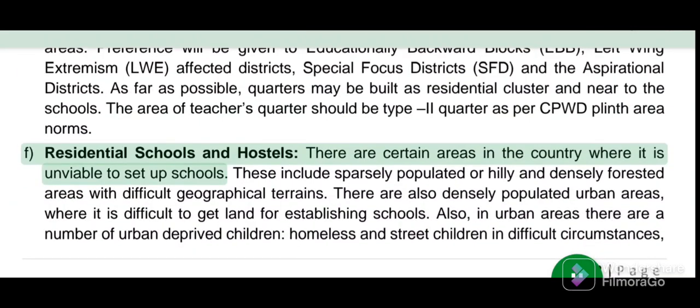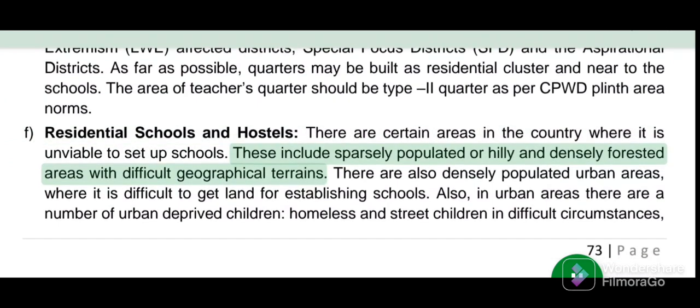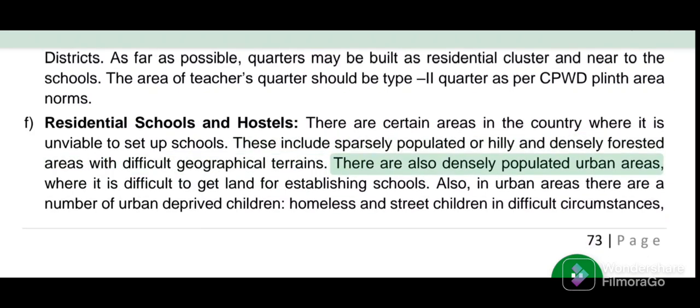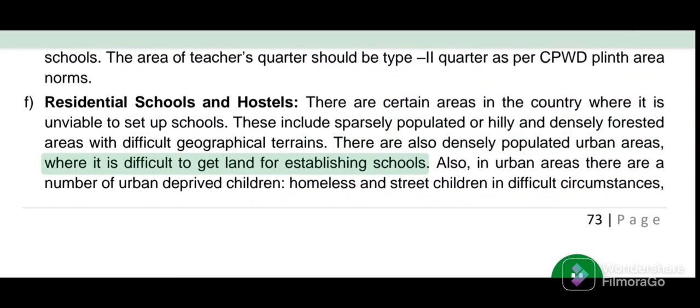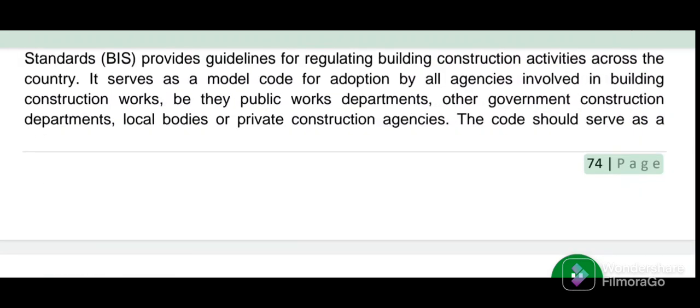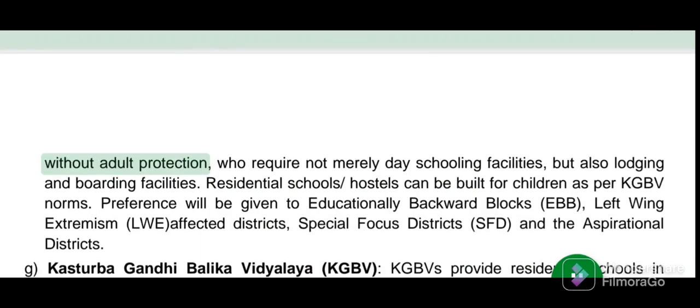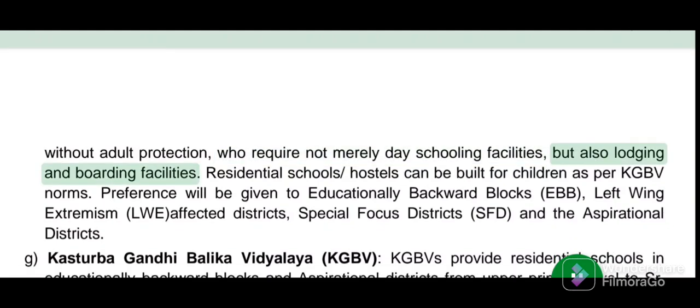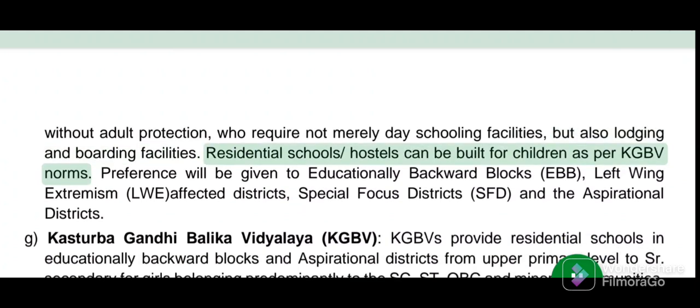F. Residential schools and hostels. There are certain areas in the country where it is unviable to set up schools. These include sparsely populated or hilly and densely forested areas with difficult geographical terrains. There are also densely populated urban areas, where it is difficult to get land for establishing schools. Also, in urban areas there are a number of urban deprived children, homeless and street children in difficult circumstances, without adult protection, who require not merely day schooling facilities, but also lodging and boarding facilities. Residential schools, hostels can be built for children as per KGBV norms.